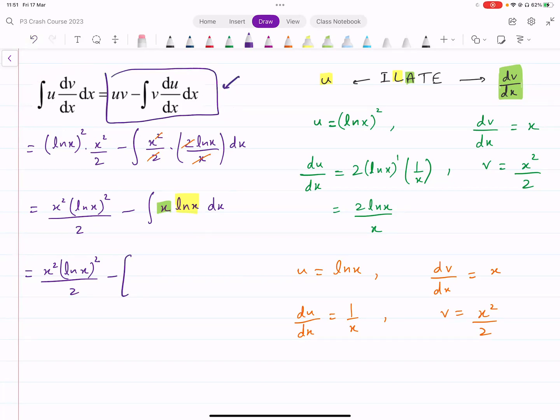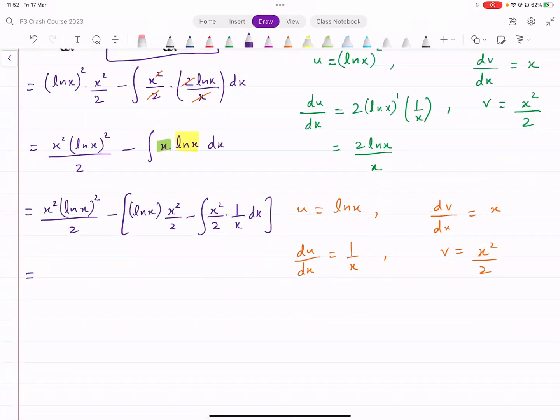Input values in this expression. u into v. What's u? u is ln x into v, which is x squared over 2. Subtract from this integral of v, which is x squared over 2 again, into du over dx, which is 1 over x. And we need to integrate this with respect to x.